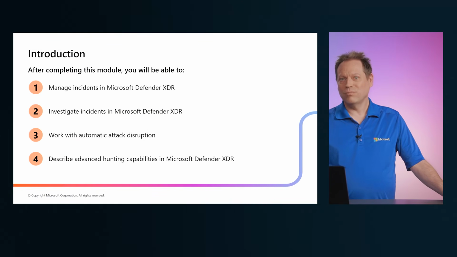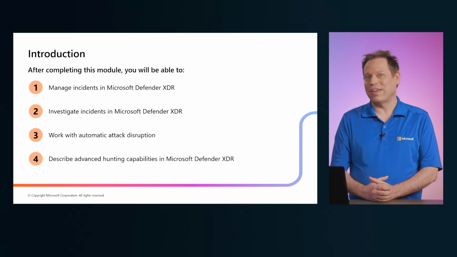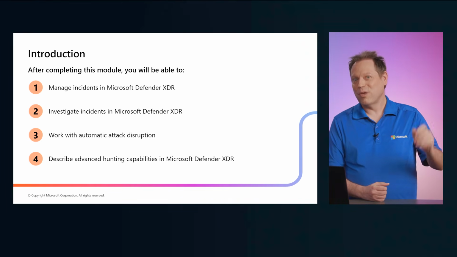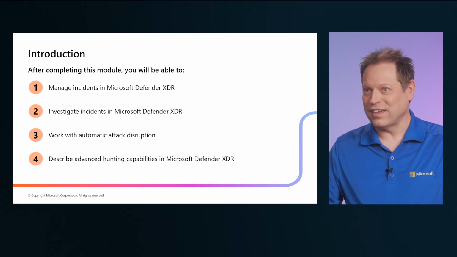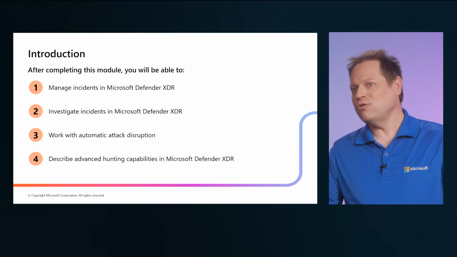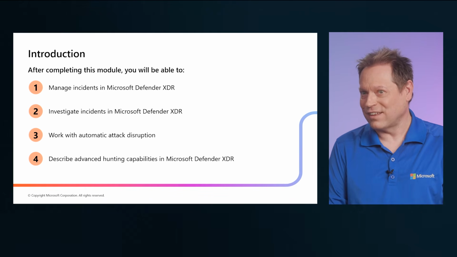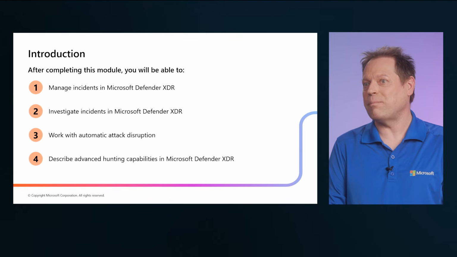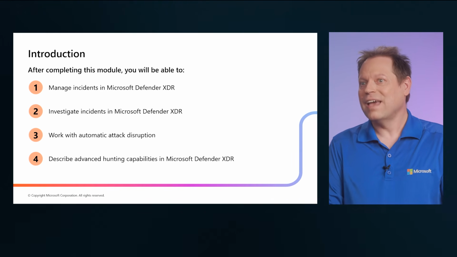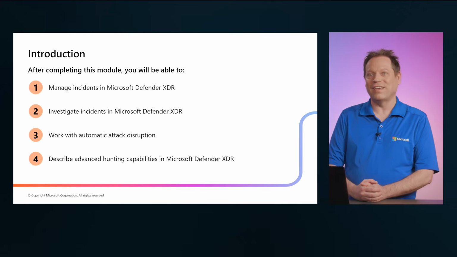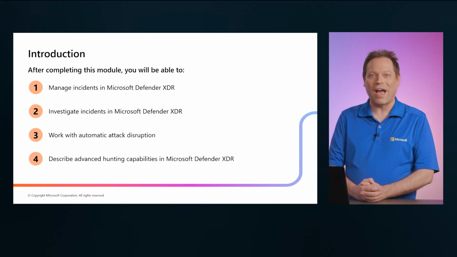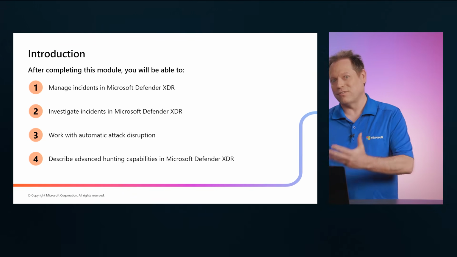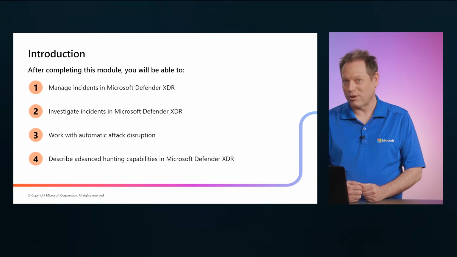In this module, you'll build practical capabilities in four areas. You'll learn how to manage incidents in Microsoft Defender XDR, how to investigate those incidents efficiently, how to work with automatic attack disruption when Defender takes rapid protective action, and how to describe advanced hunting capabilities in Microsoft Defender XDR so you can proactively search for threats beyond what has already triggered alerts.